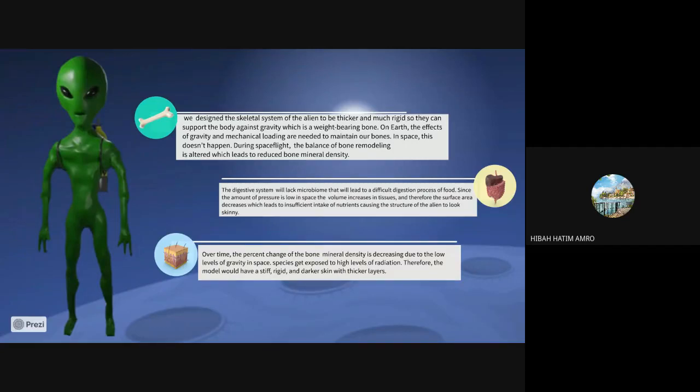Over time, the percent change of the bone mineral density is decreasing due to the low levels of gravity in space. Species get exposed to high levels of radiation. Therefore, the model would have a stiff, rigid, and darker skin with thicker layers.